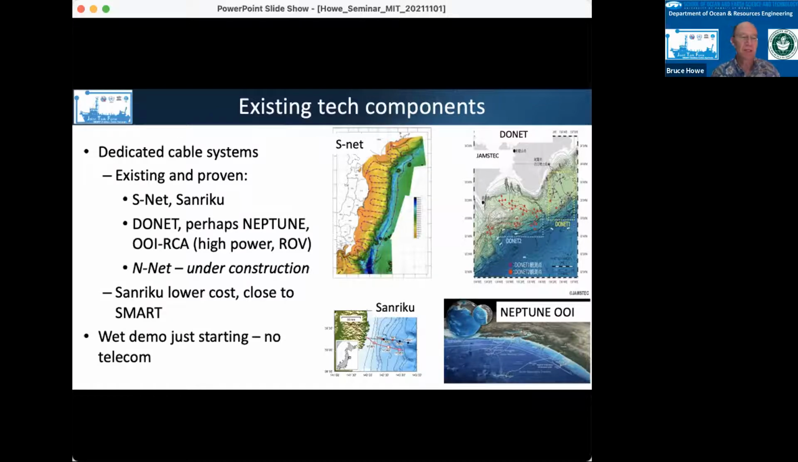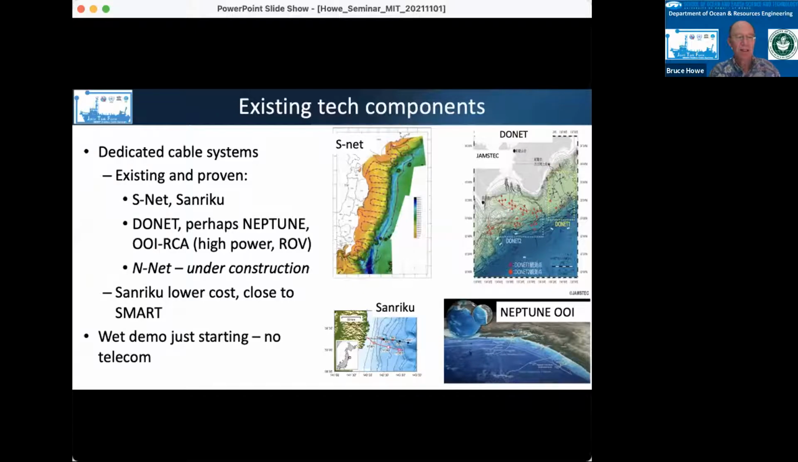More directly, though, we will be basing smart cables on these dedicated cable systems that I show here. The Japanese SNET and Senriku systems, which have inline instrumentation, so there are no connectors involved. And then DONET, another Japanese system, where there is higher power, and also the Neptune and OOI systems off the west coast of North America.